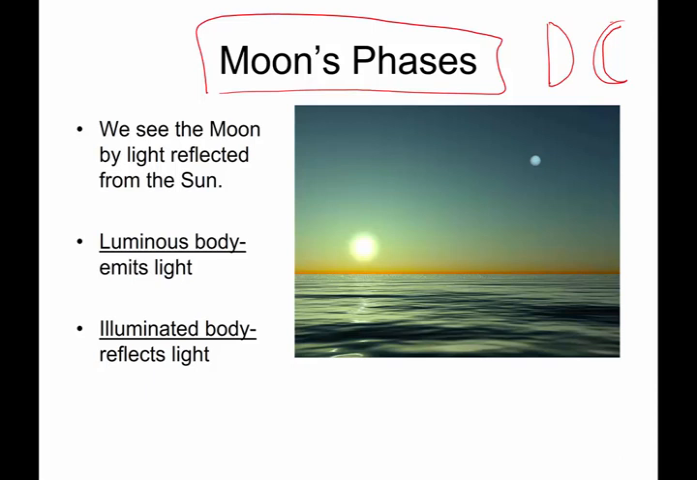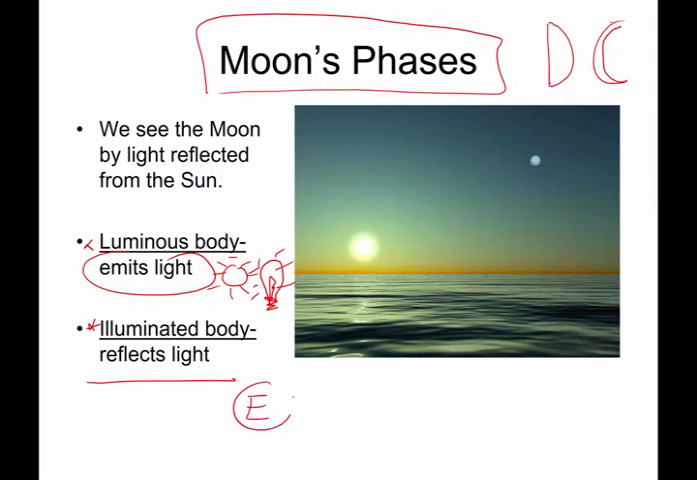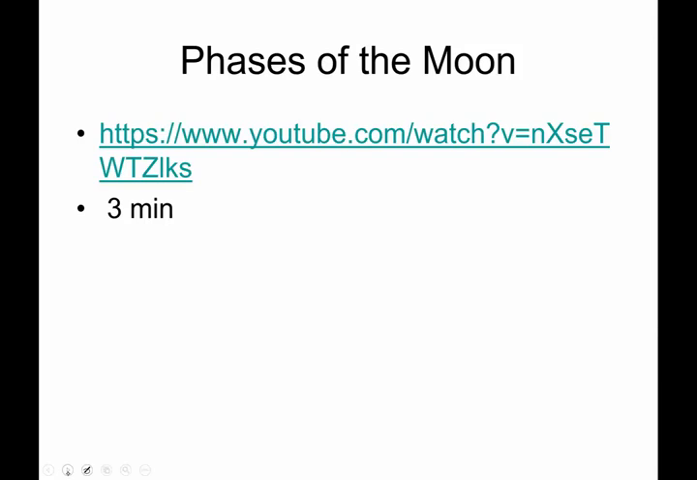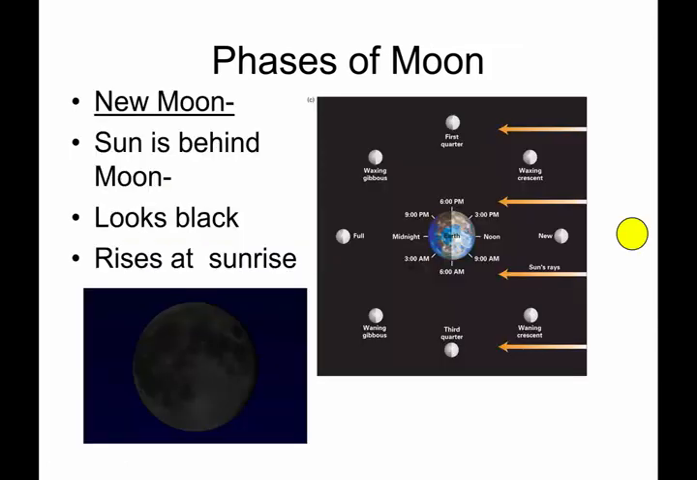Well, first off, you have to understand the difference between a luminous and an illuminated body. A luminous body is one that emits light. So our sun is a luminous body. A light bulb is a luminous body because it gives off light. An illuminated body is one that just reflects light. And the Earth is an illuminated body, and so is our companion, the moon. I'm going to ask you eventually here to watch a little video on the phases of the moon, but here's how we get these different phases.